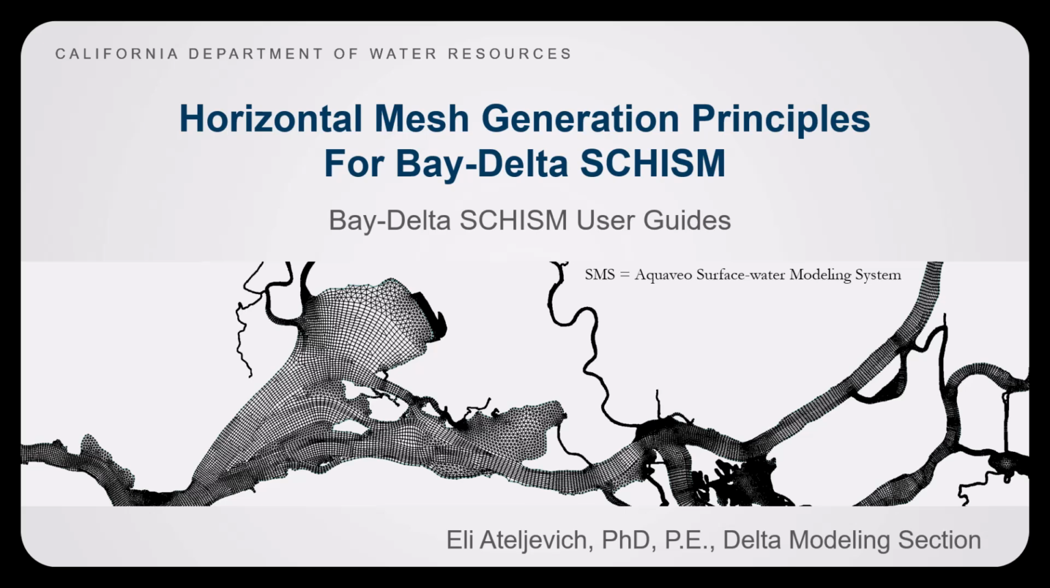This presentation is the first in our series on meshing and gridding, and we're going to go over general principles for gridding the horizontal mesh for Bay Delta Schism.